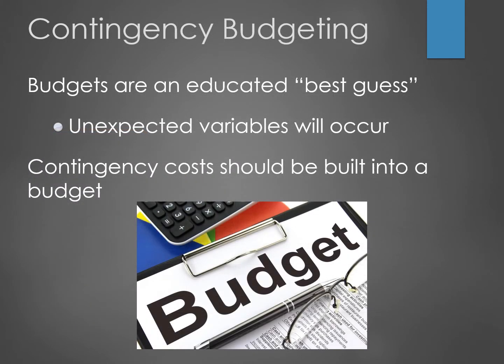So it's important to remember that budgets are just our educated best guess, that there are going to be things that pop up that we do not expect, and we have to kind of plan for that a little bit. We have to understand that there may be costs incurred that we weren't planning. So we have to build that into the budget. We have to have a contingency fund, so to speak.